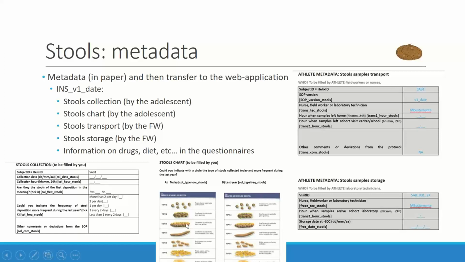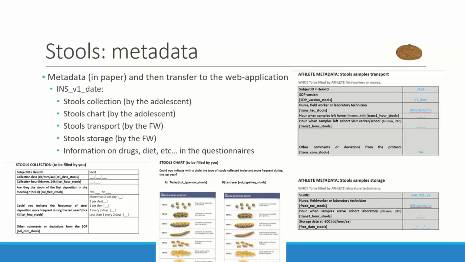There's also a stool chart, which is this image here, where we ask for the type of stools of the child during the day of the collection, and also usually during the last year. We have a section about stool transport that will be filled in by the field worker who collects the sample at the cohort, and also a section about the stool storage, which is the time when we finally store the sample at -80. And with all this information, we can track the timing. So how long it takes to send the samples from the home to the cohort, how long the storage in the cohort takes from -20 to -80, etc.